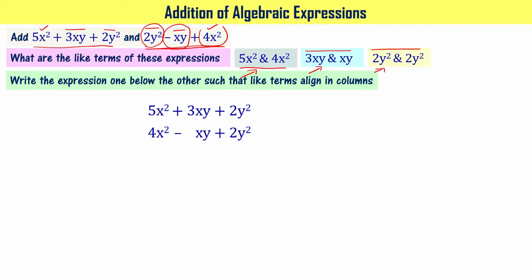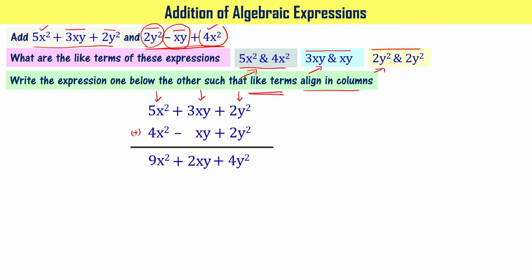By writing this way, we have got the like terms aligned in column format, right? Here you have x square terms, here you have xy terms, here you have y square term. Let's add them now. It means you will be adding the coefficients of each of the terms. It is going to be 5 plus 4, that is 9x square, plus 3 minus 1 times xy, that is 2xy, plus 2 plus 2 times y square, it means it is 4y square. You understood?